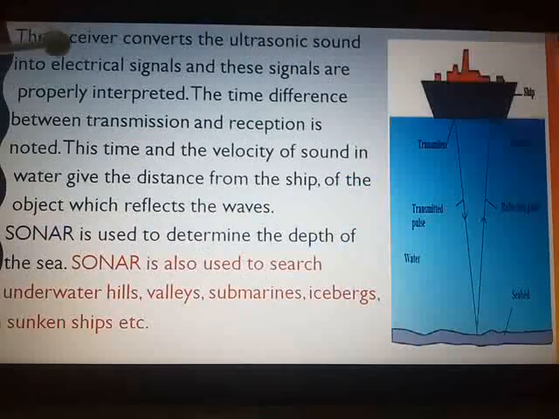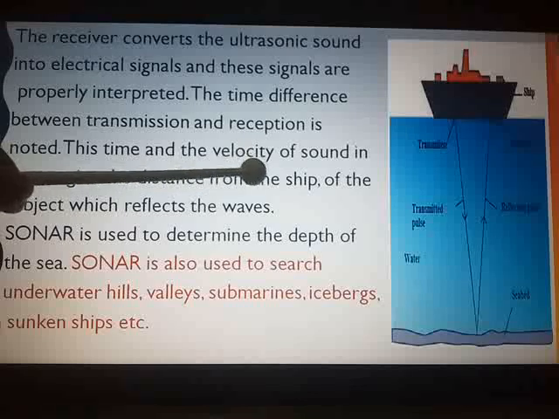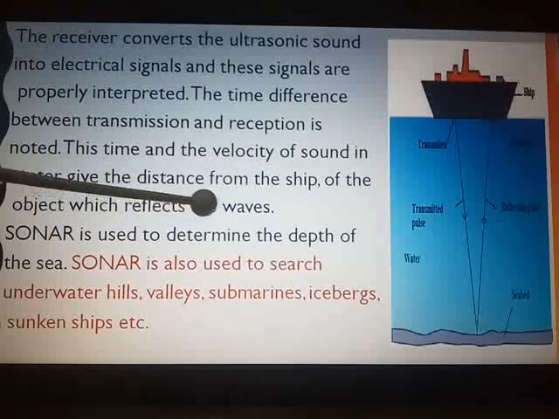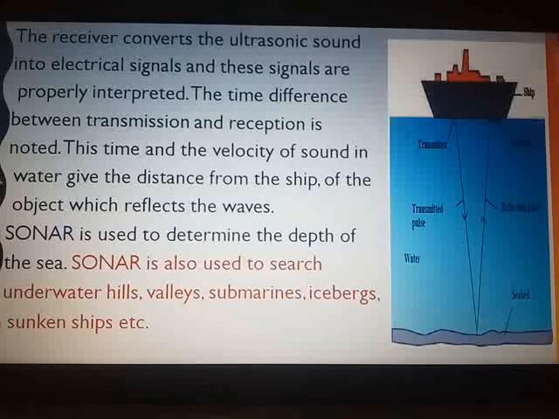Next point, the receiver converts the ultrasonic sound into electrical signals and these signals are properly interpreted. The time difference between the transmission and reception is noted. This time and the velocity of sound in the water gives the distance from the ship of the object which reflects the waves. I have provided you the answer up to here.